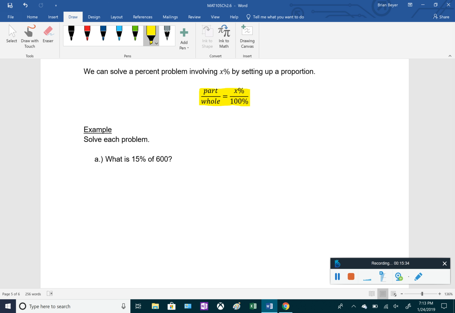So we want to know what is 15% of 600. So let's use that ratio. So it's going to be part over whole equals x% over 100%. So the part is what we're looking for. We're looking for the 15%, so I'm going to let that be x. So part over whole, x over 600, equals 15% over 100%. Okay, so I'm going to drop the percentages when I write it down like this, when I'm solving it, because they cancel out, so they don't need to be there.